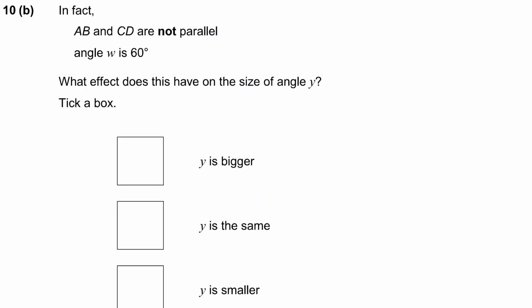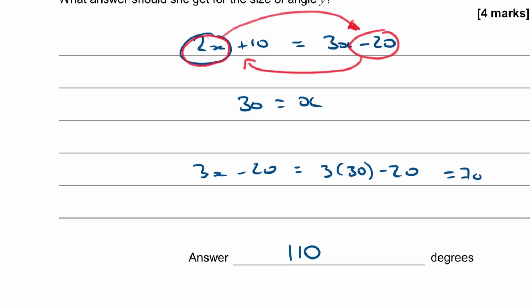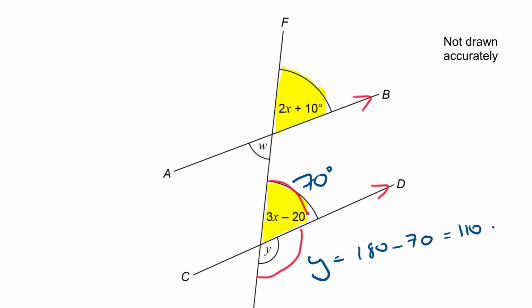10b says, in fact, A, B and C, D are not parallel. Angle W is 60. What effect does this have on the size of angle y? Okay, right, so if these lines are no longer parallel, let's take those little arrows off because that no longer holds, then W is 60.